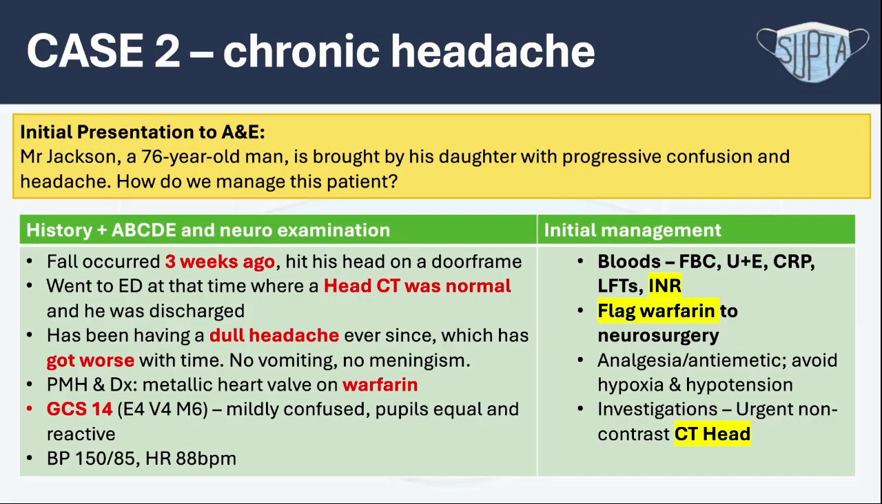So in terms of general management, we'll also give analgesia and antiemetics, very important if needed, and make sure we avoid hypoxia and hypotension, because both can worsen secondary brain injury. Again, same just like the first case.